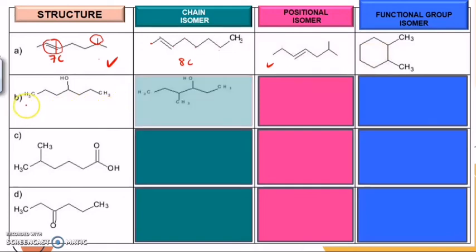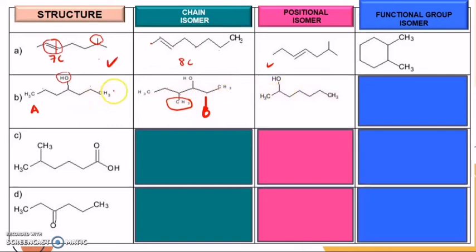Let's look at B. B is a compound with an OH group. Let's draw the chain isomer. The first structure, let's say I name it as A. In A, we have 7 carbons as the longest chain. For the chain isomer, I have shortened the longest chain to 6 carbons with 1 side chain here. And I name it as B. So A and B are chain isomers.